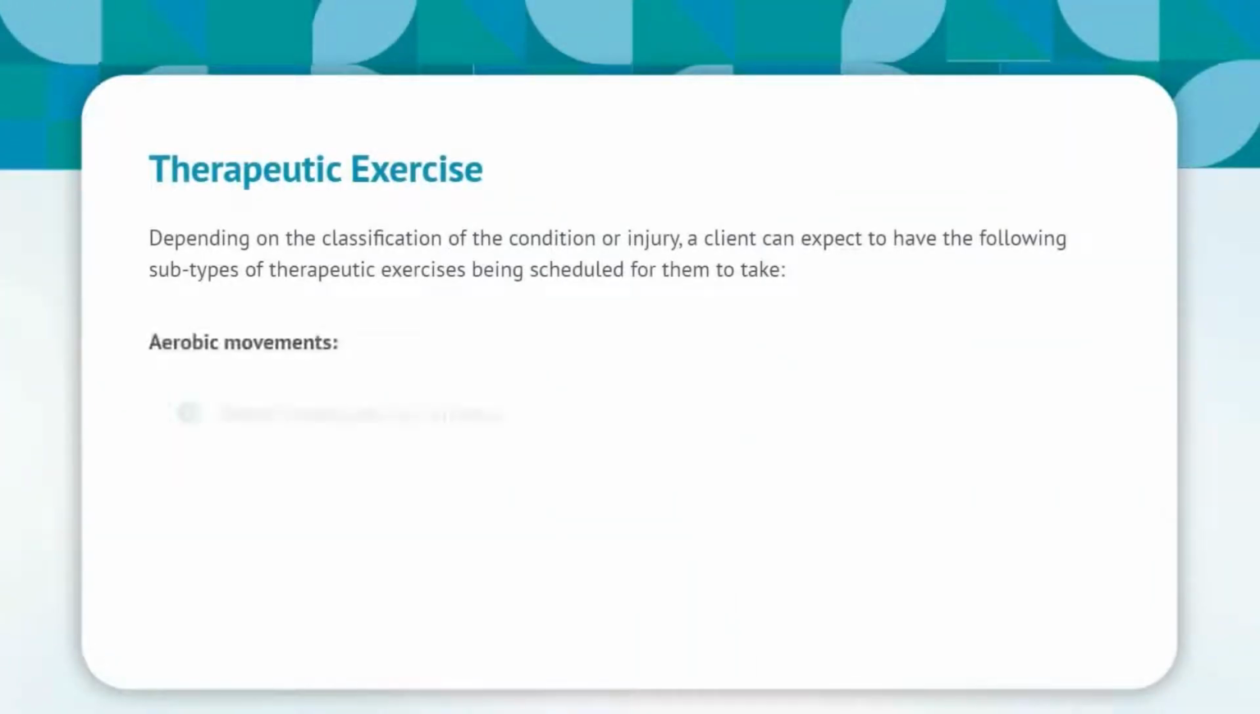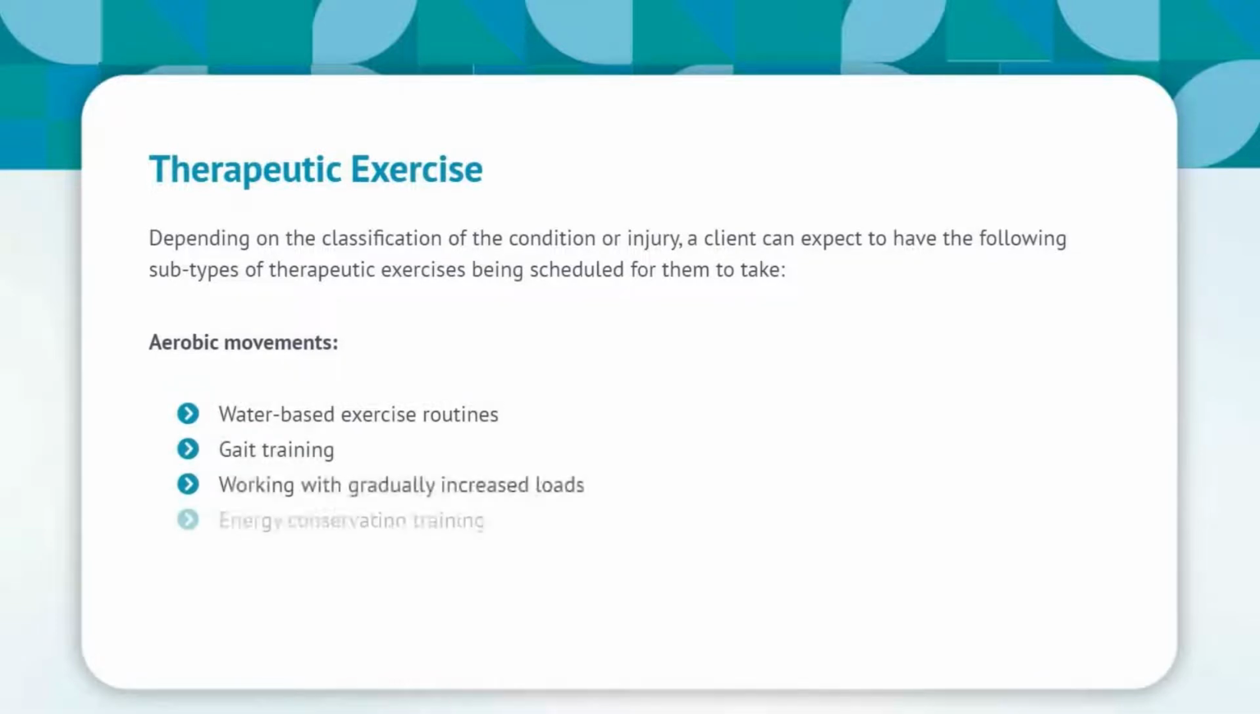Depending on the classification of the condition or injury, a client can expect to have the following subtypes of therapeutic exercises being scheduled for them to take. Aerobic movements. Water-based exercise routines. Gait training. Working with gradually increased loads. Energy conservation training. Mobility propulsion programs, wheelchair, etc.